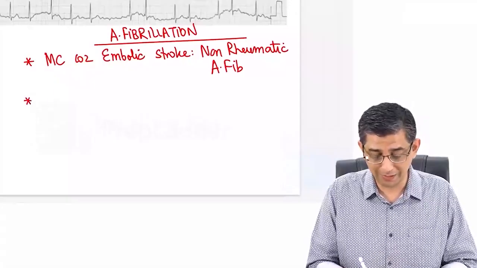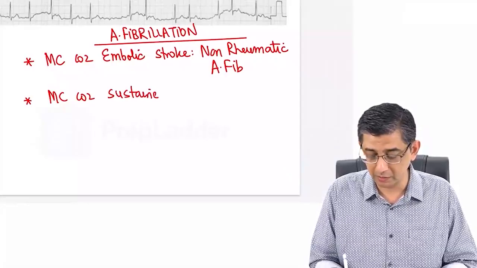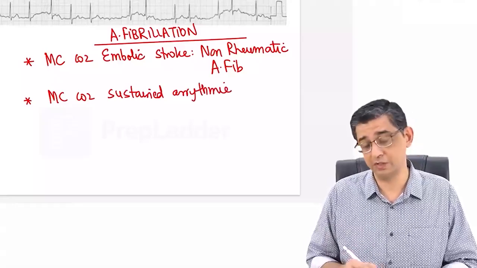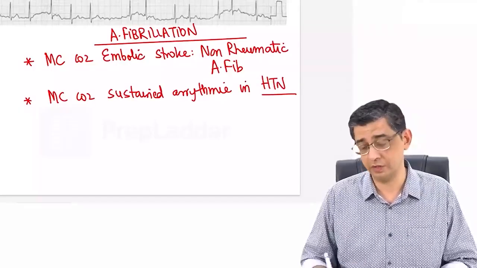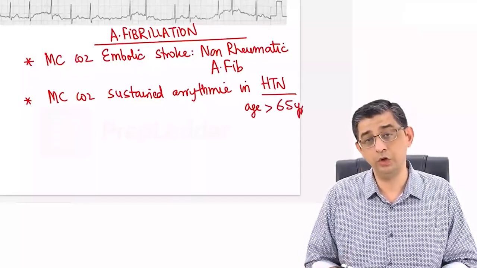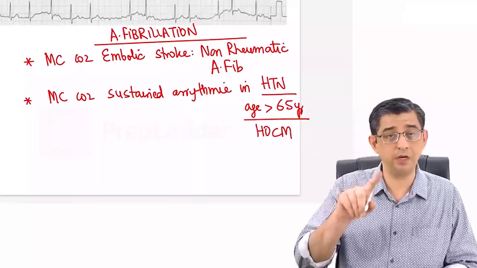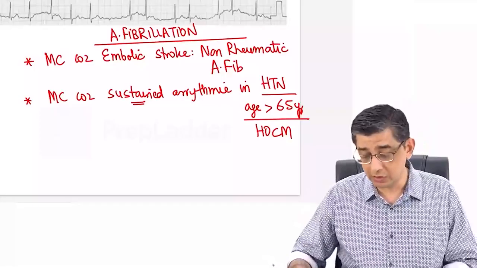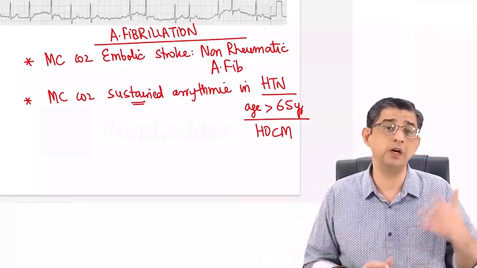The next statement I've already said, but still I need to do the honors: the overall most common sustained arrhythmia. Now the interesting thing is, whether he asks what is the commonest sustained arrhythmia in a hypertension patient, or in a geriatric age group, or in hypertrophic obstructive cardiomyopathy. Remember, in HOCM, sudden death was ventricular fibrillation, but here the word is sustained. So even in an HOCM MCQ, if he says sustained arrhythmia, it is not ventricular fibrillation. Ventricular fibrillation can't be sustained.